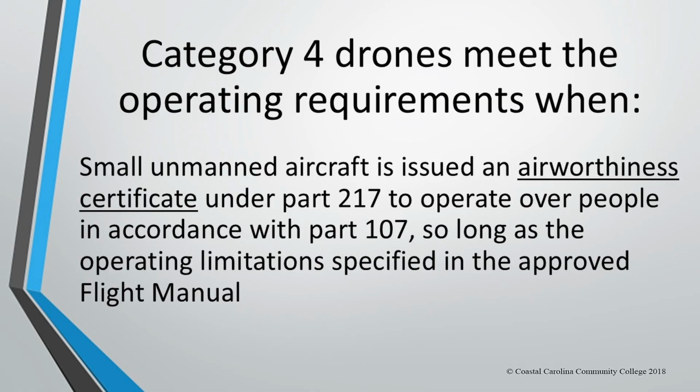Category 4 drone meets the requirements when they've been issued an airworthiness certificate under Part 21 to operate over people in accordance with Part 107, so long as the operational limitations are specified in the approved flight manual.